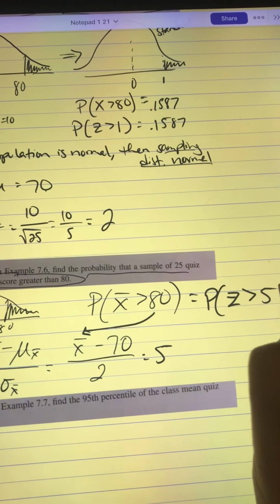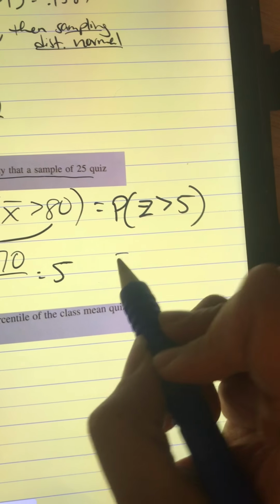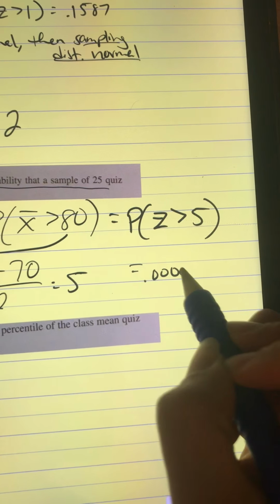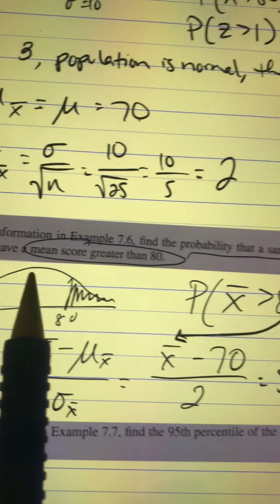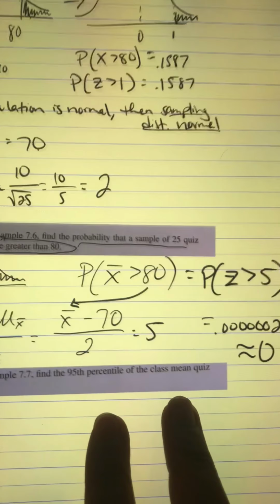You can use your calculator to do that, and when you plug it in, you get 0.000000287, which is about 0. There's a 0% chance, 0 probability that you will have an average mean score greater than 80. Now, it doesn't say that you're going to find 1. That's not the probability of finding 1. It's finding the average, the mean of one of them being greater than 80.